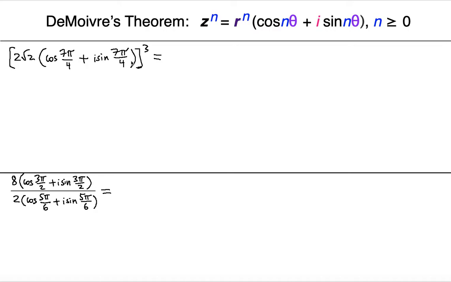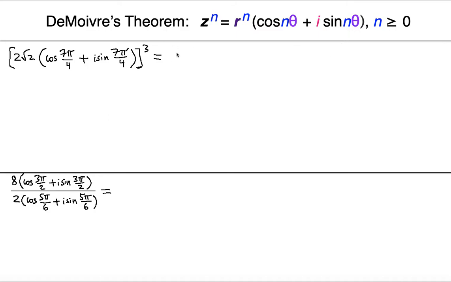And for this, we're going to use DeMoivre's theorem, which says that any complex number raised to the nth power, n being 0 and above, any integer, will be in this form: the modulus raised to the same nth power times the cosine of n theta plus i sine n theta.